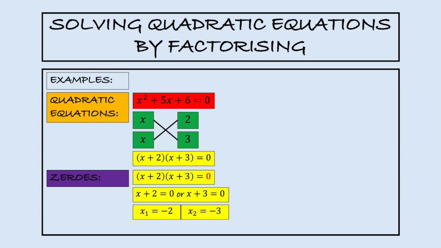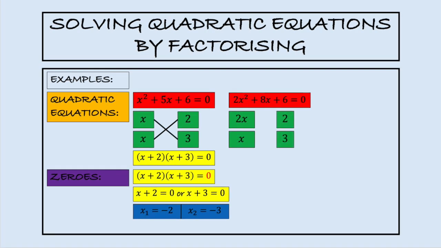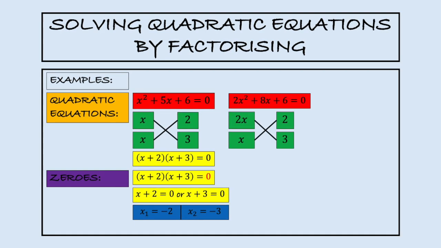Let's solve another quadratic equation. Take 2x squared plus 8x plus 6 equals 0. Splitting 2x squared into a and b would result in a being 2x and b being x. Through some trial and error, we can assign c to be 2 and d to be 3. The resulting middle term would be 2x times 3 plus x times 2, which equals exactly 8x.